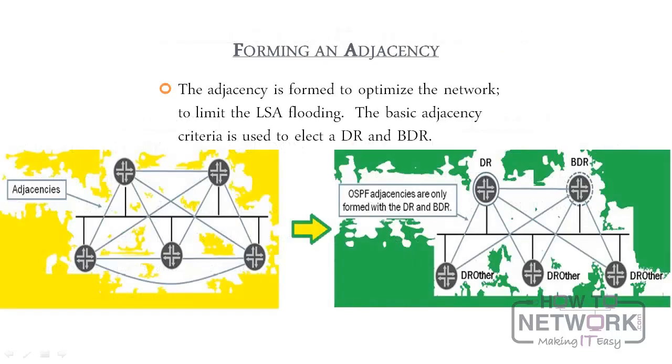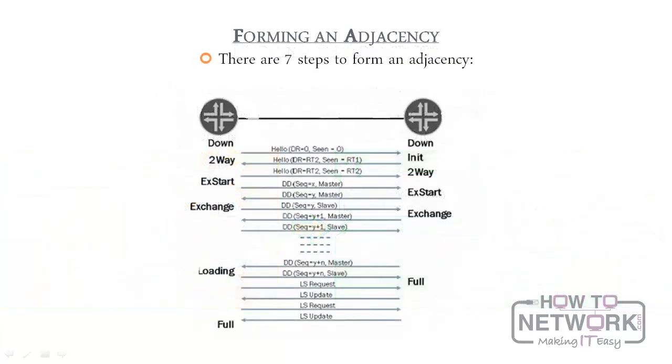Now let's talk a little bit about forming an adjacency. The adjacency is formed to optimize the network and to limit the LSA flooding. The basic adjacency criteria is used to elect the DR and the BDR. There are 7 steps to the adjacency process as shown here in this diagram. So let's describe each of the 7 steps.